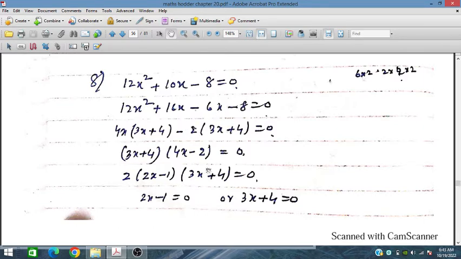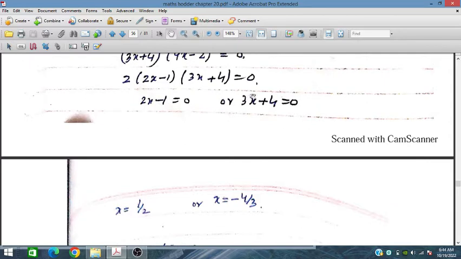Check it early, check it many times because this kind of error may be performed by the students. This is a high-end error. So 3x plus 4 is taken common and x minus 2 is equal to 0. So we can take out 2 from here common. So this becomes 2x minus 1. This is 0 and this is 0, so x is equal to half, and if this is 0 then x is minus 4 by 3.